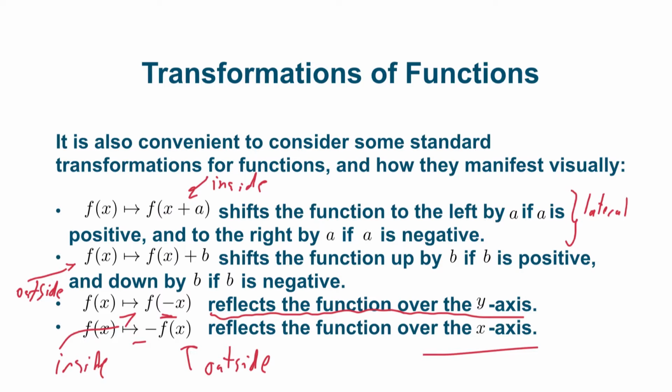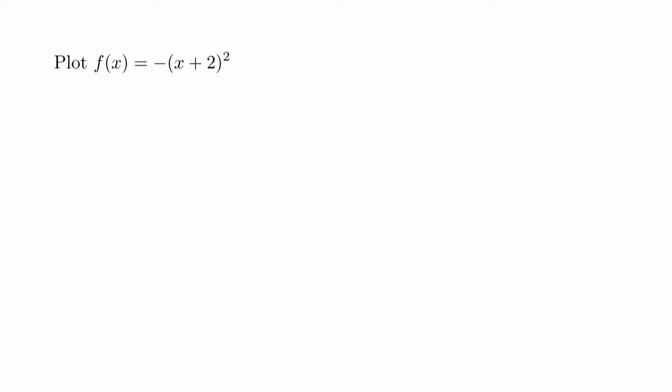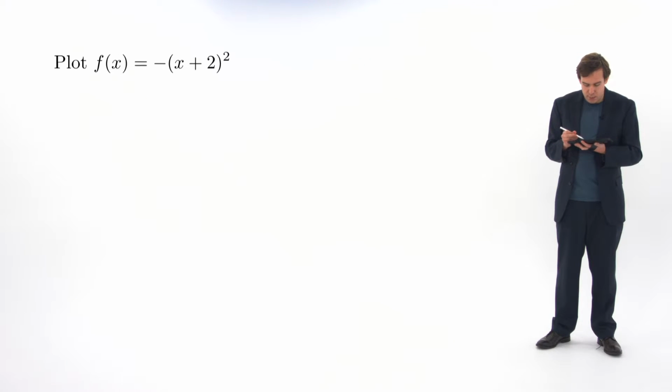So it turns out to matter a lot whether the shift is on the inside or on the outside. And this impacts the domain if it's on the inside and the range if it's on the outside. So let's look at some examples. So suppose I have f of x equals negative quantity x plus 2 squared.